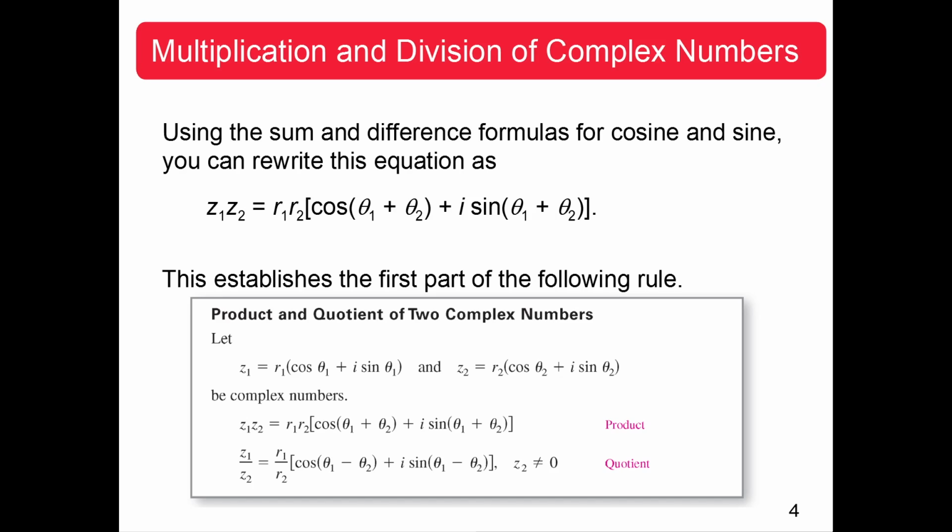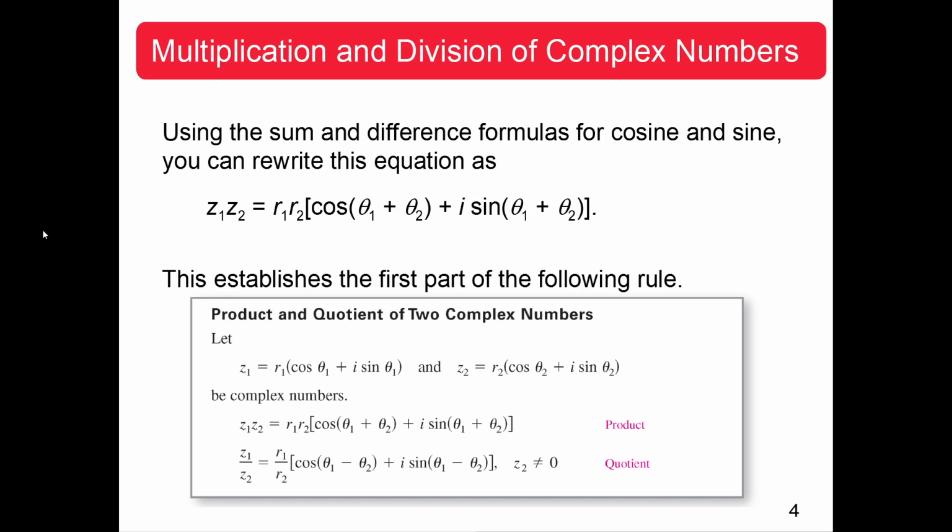When we're multiplying, multiply the moduli, add the arguments. When we want to divide, divide the moduli, subtract the arguments. Our arguments are always going to be one step behind what our moduli are doing, and our moduli always behave as normal. So these are some great definitions to work with.